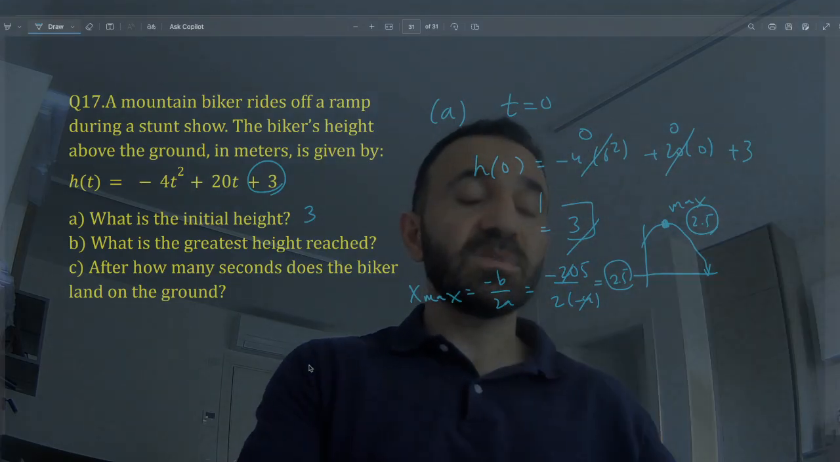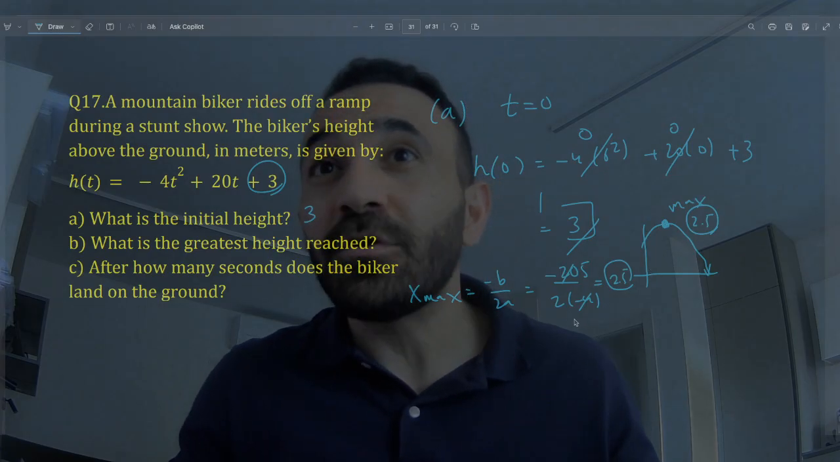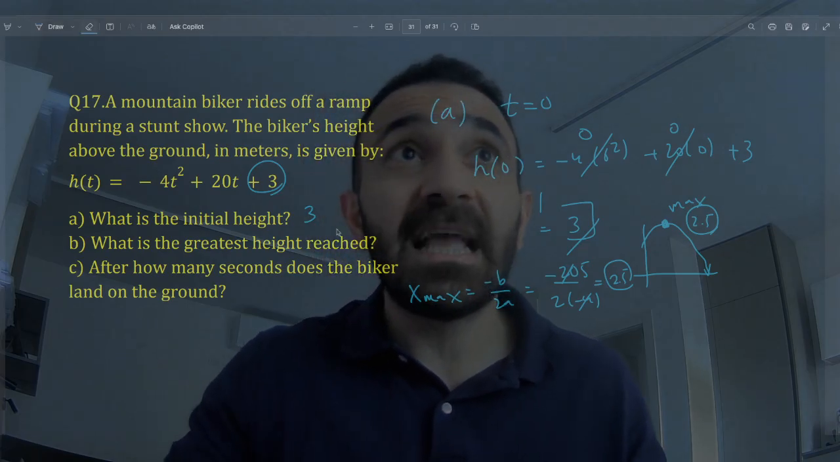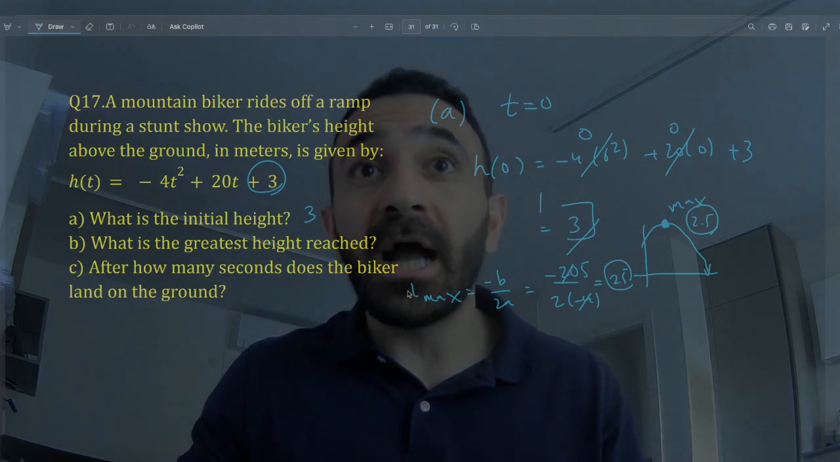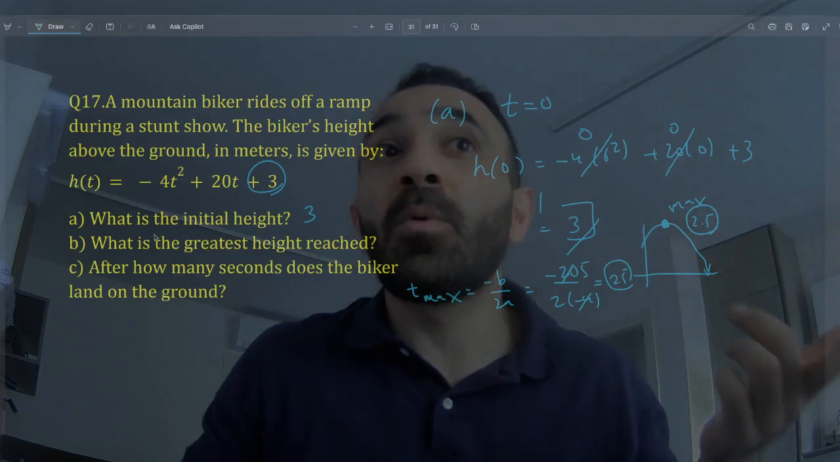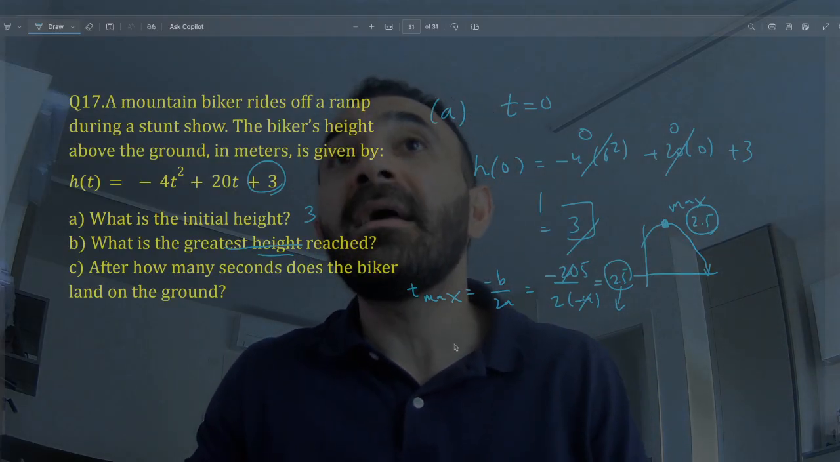Okay, 2.5. Now, question, what does it mean? It means that after 2.5 seconds, you reach the maximum height, okay? But what is the maximum height? The question is asking you what the maximum height is. You're going to get this value and put it into the main equation.